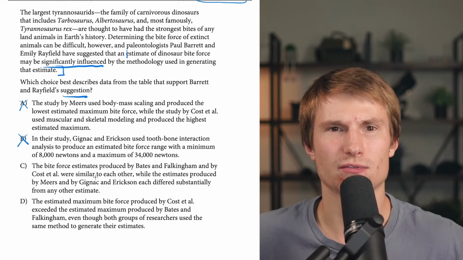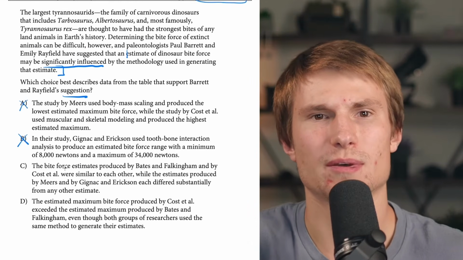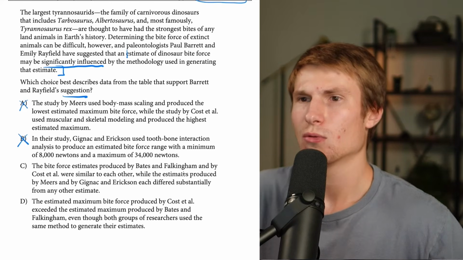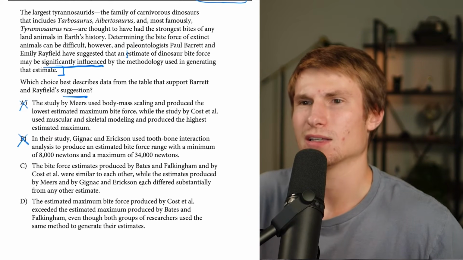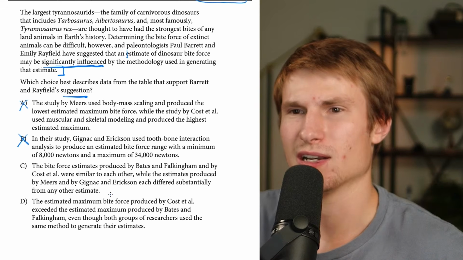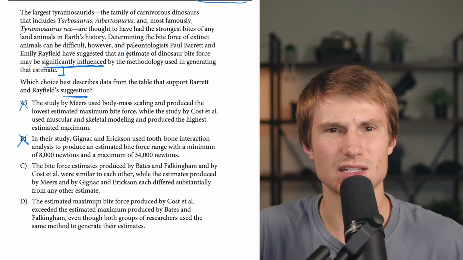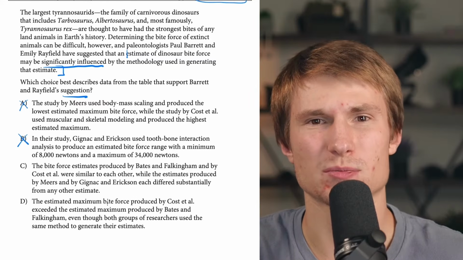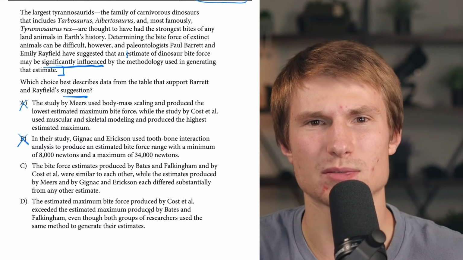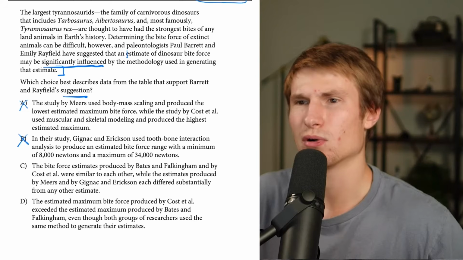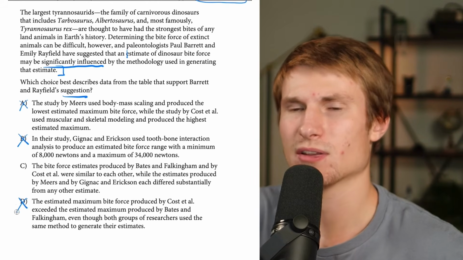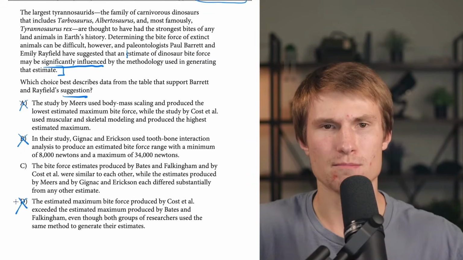C: the bite force estimates produced by Bates and Falkingham and by Costa L were similar to each other, while the estimates produced by Mears and by Gignac and Erickson each differed substantially from any other estimate. And then let's compare that to D. D says the estimated maximum bite force produced by Costa L exceeded the estimated maximum bite force by Bates and Falkingham, even though both groups of researchers used the same method to generate their estimates. Well, that's not talking about the big difference when using two different methods to estimate bite force.